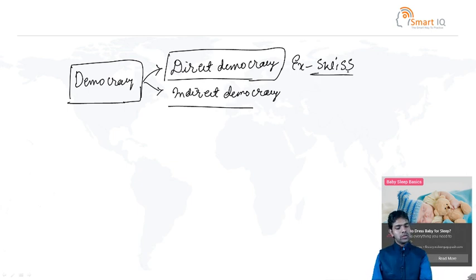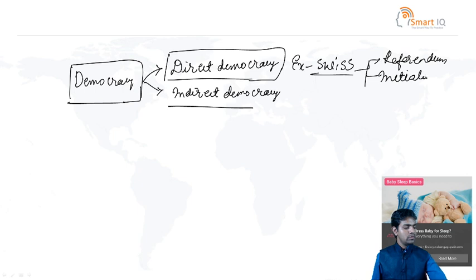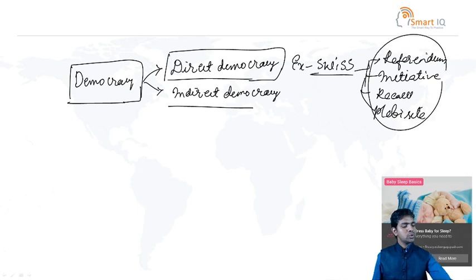There are four important tools: referendum, initiative, recall and plebiscite. These are the four important tools used in direct democracy. And next is indirect democracy.